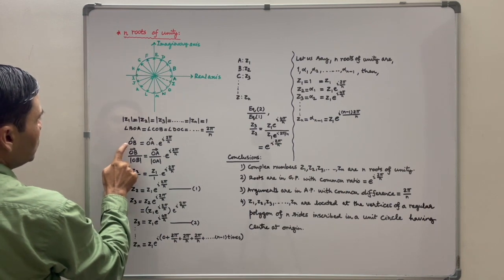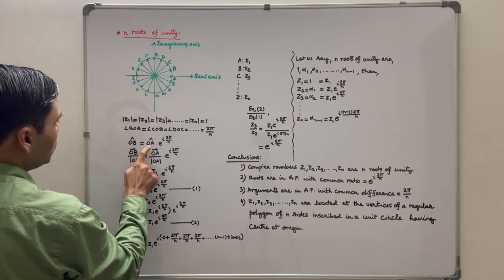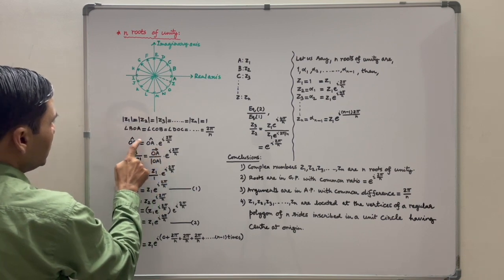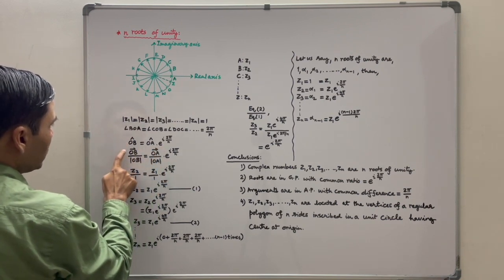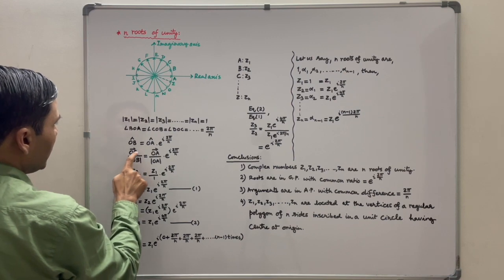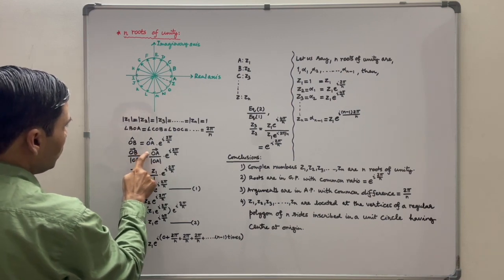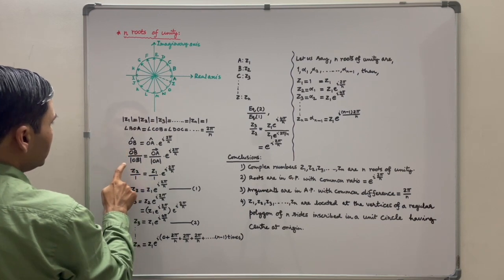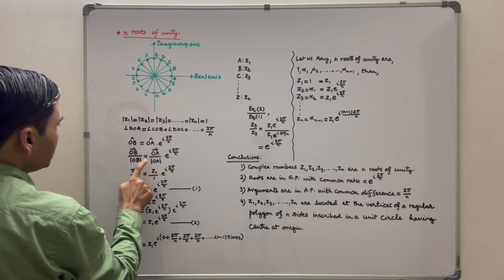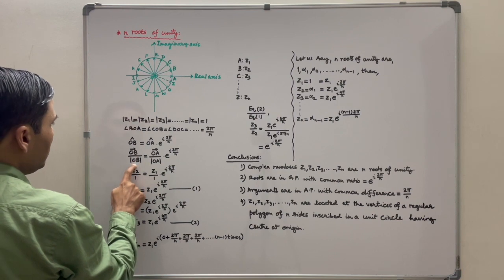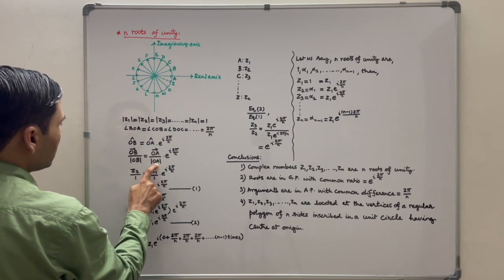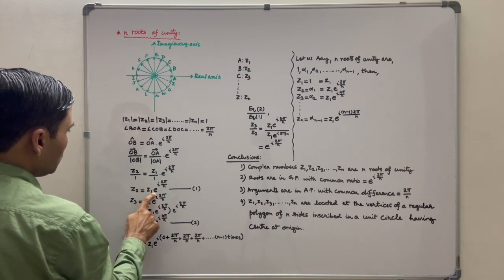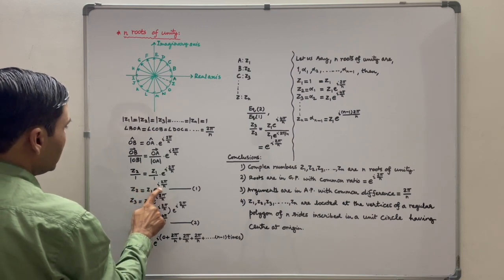So we can say unit vector OB is equal to unit vector OA into e to power i 2 pi by n. Unit vector OB is equal to vector OB upon mod OB and unit vector OA is equal to vector OA upon mod OA. Vector OB represents z2 and vector OA represents z1. Mod of OB is equal to mod of OA is equal to 1. So z2 is equal to z1 into e to power i 2 pi by n.